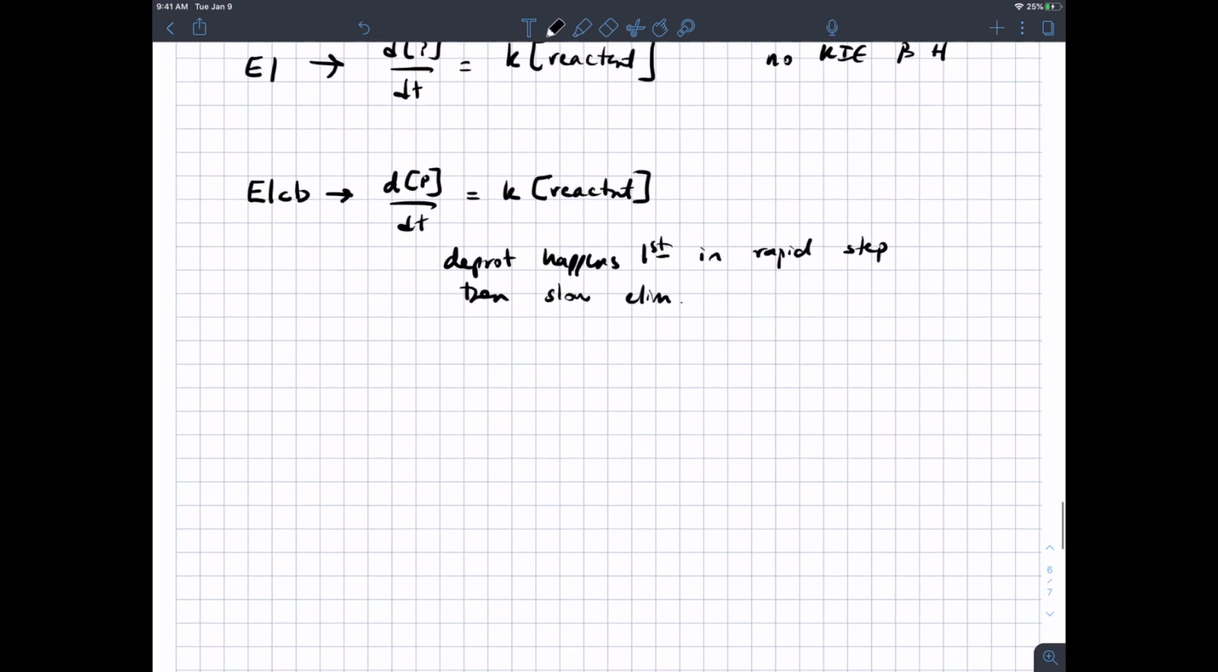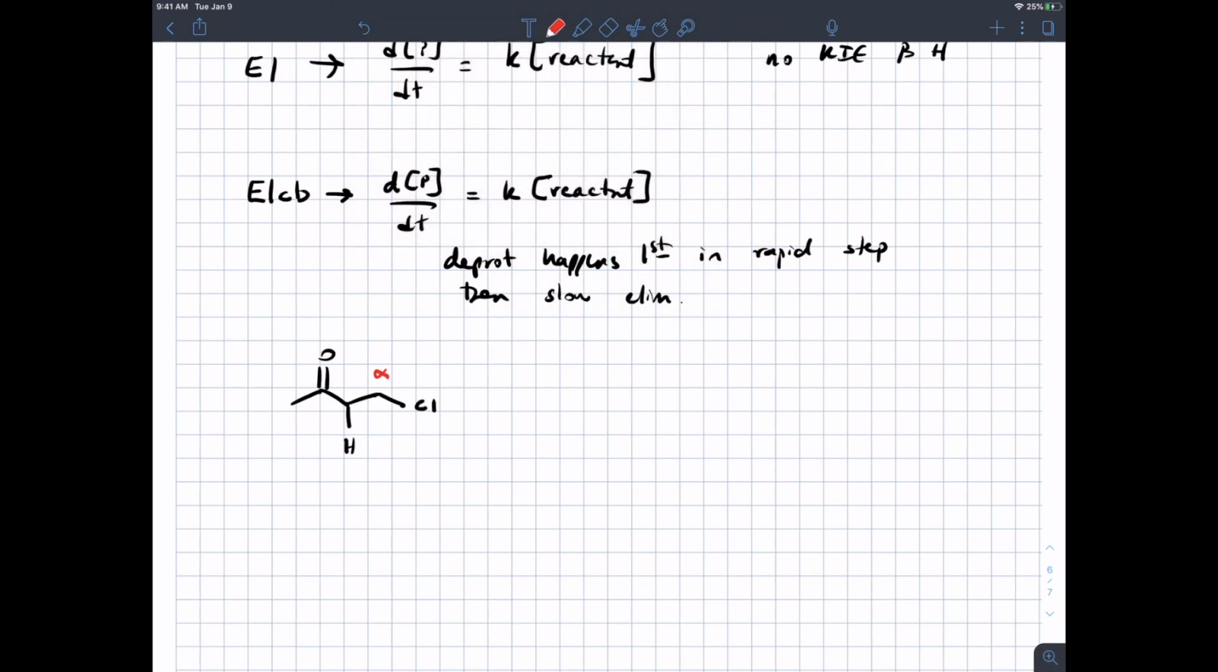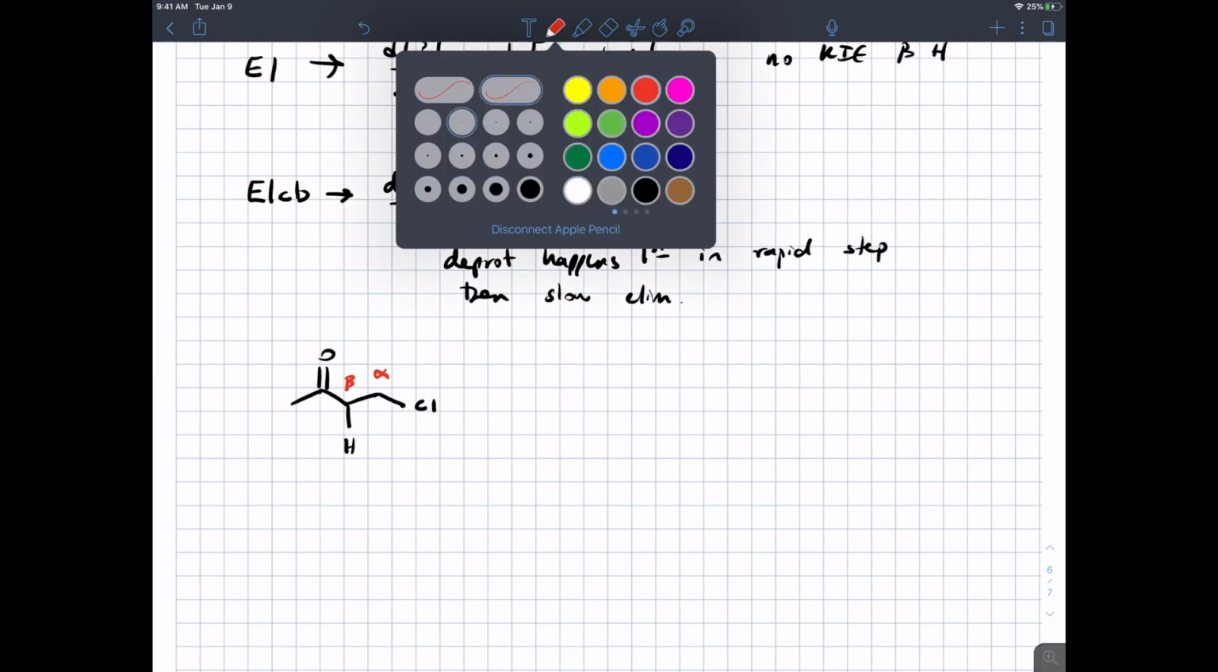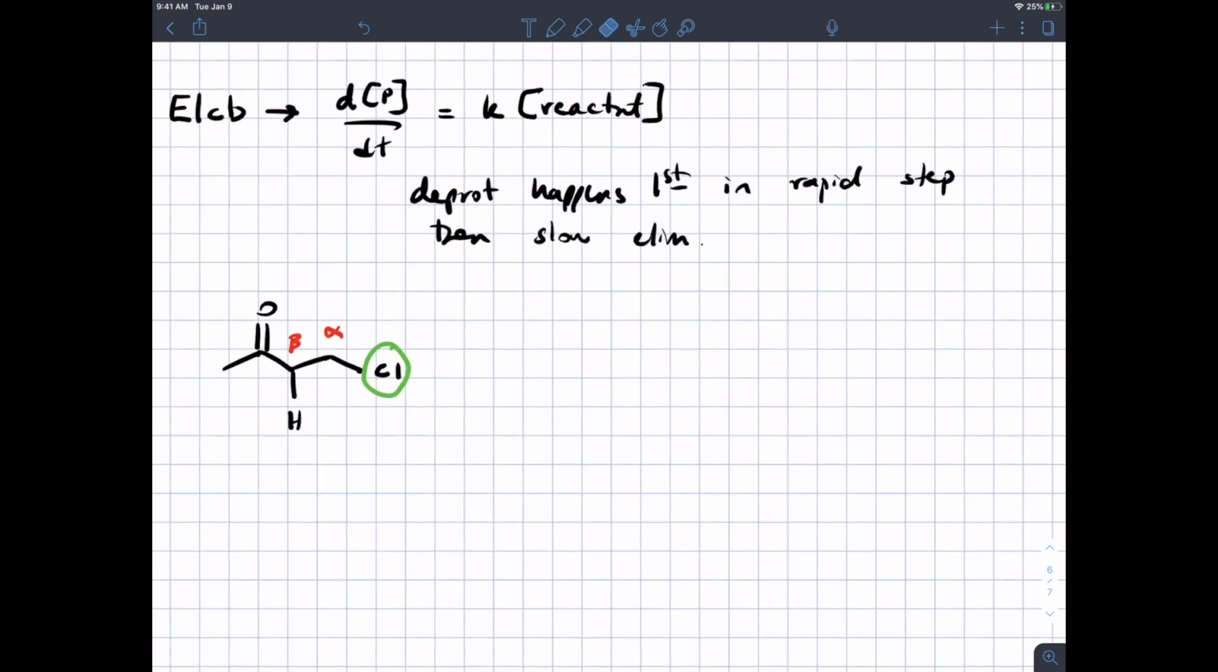So a good example of this is when your proton that is beta to the leaving group is also adjacent to an electron withdrawing group. Notice here we're talking about distance away from the leaving group. I'm not talking about the alpha carbon of the carbonyl, but rather alpha is the one connected to chlorine, and then beta is the one adjacent to that.